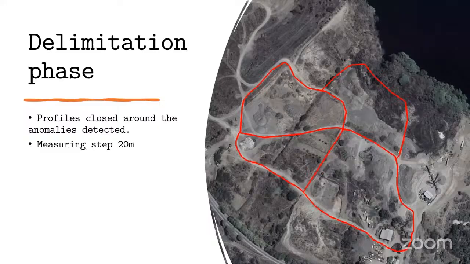As its name says, the delimitation phase provides a close look around the detected anomalies, with a measurement step of 20 meters, the same as the last. As the name indicates, it limits the area of influence of the anomaly. Regardless of the array, it is important to consider a good reference that is outside the area of influence of the anomaly.